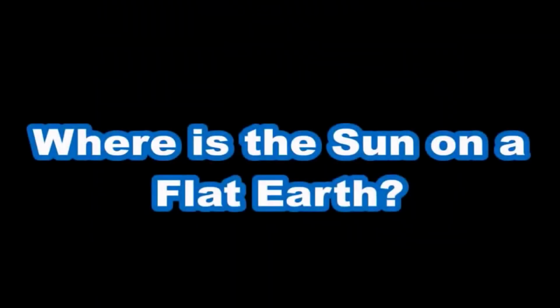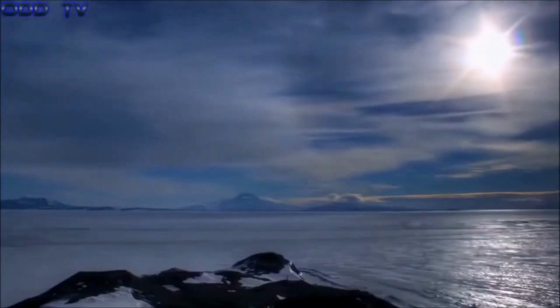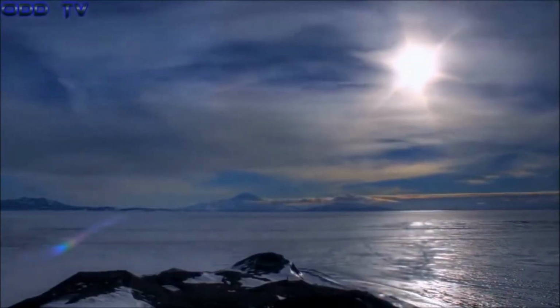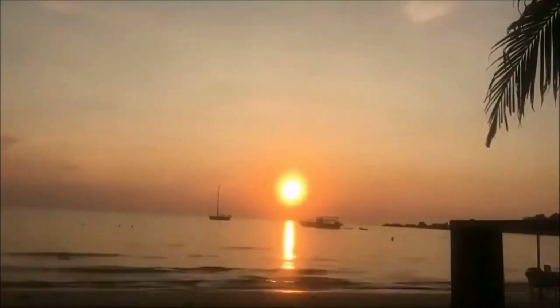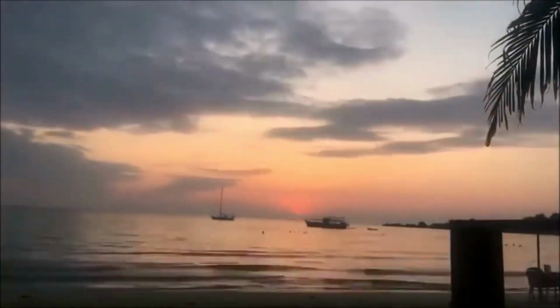Where is the sun on a flat Earth? On the flat Earth model, the sun circles over the Earth in a clockwise manner and fades off into the vanishing point of perspective, or the horizon. The sun does not actually sink to the ground, but rather it gets further and further away until the observer can no longer see it.